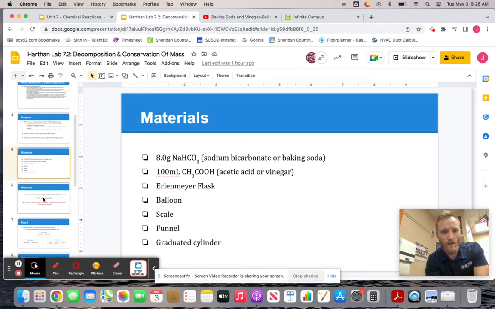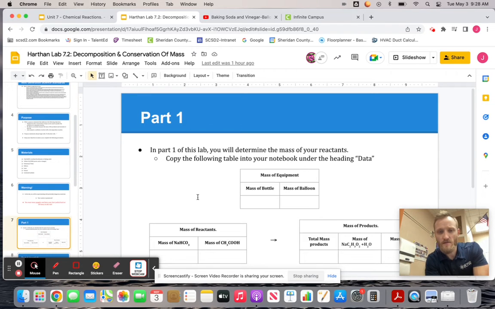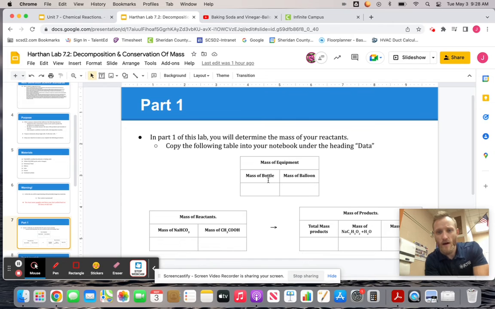For this lab, the big thing is when we look at our data tables, we're going to add this to our notebooks, but up here, I separated out the mass of our equipment, okay? So when we're actually taking and recording mass, the only equipment we're going to have is this balloon and our Erlenmeyer flask. That's important to understand because for every single one of these measurements down here, we need to be subtracting the mass of the appropriate equipment. We'll get to that in a second.